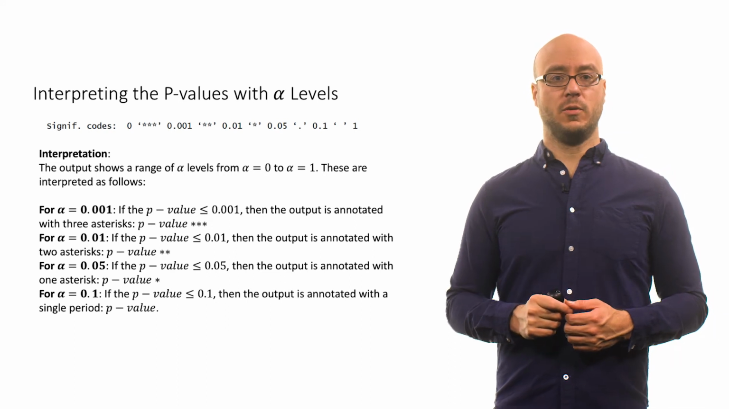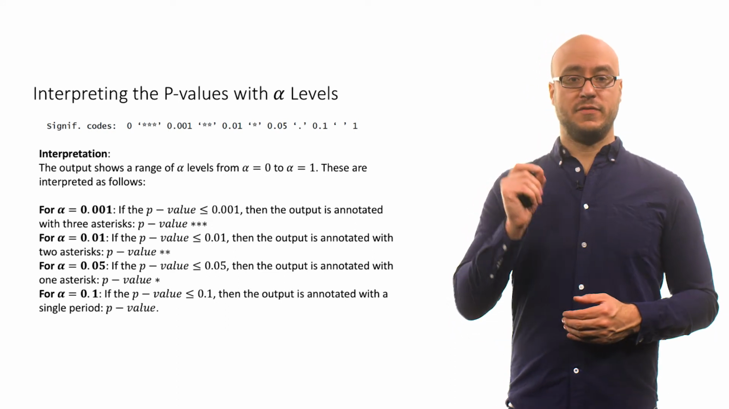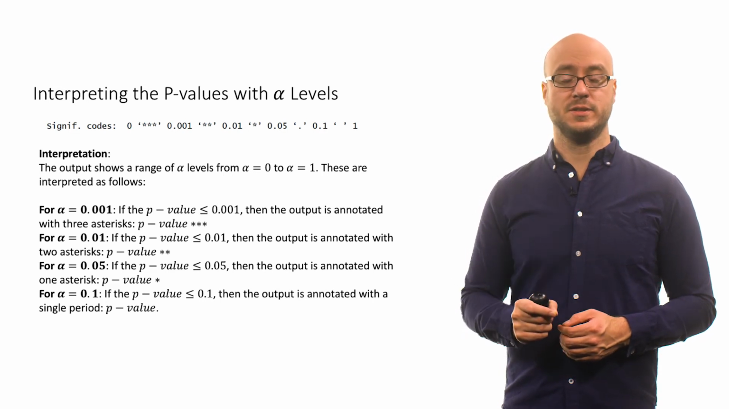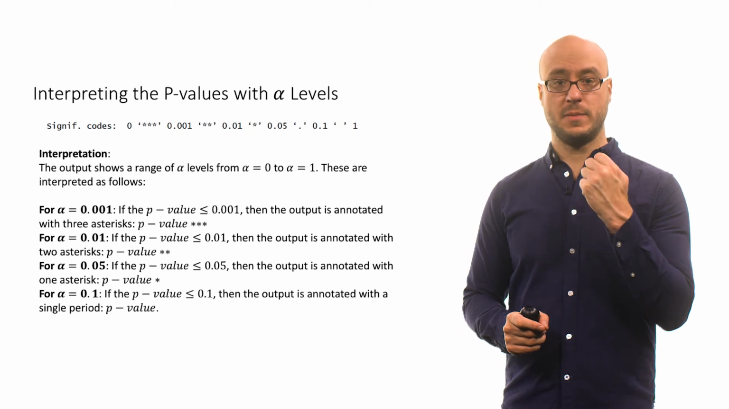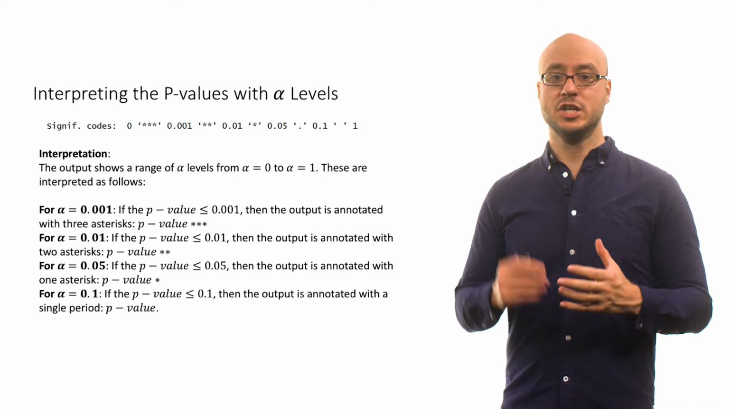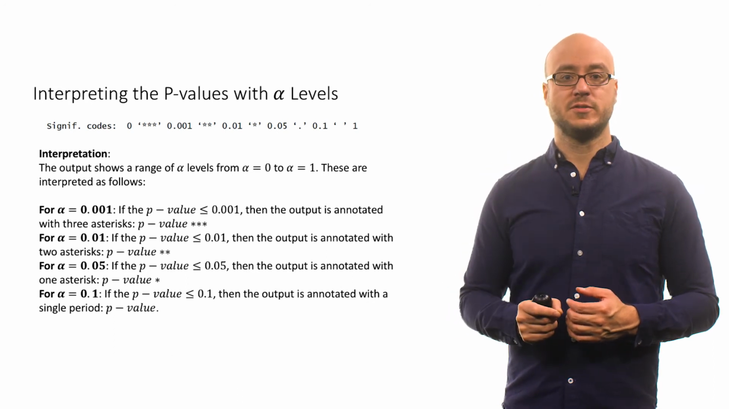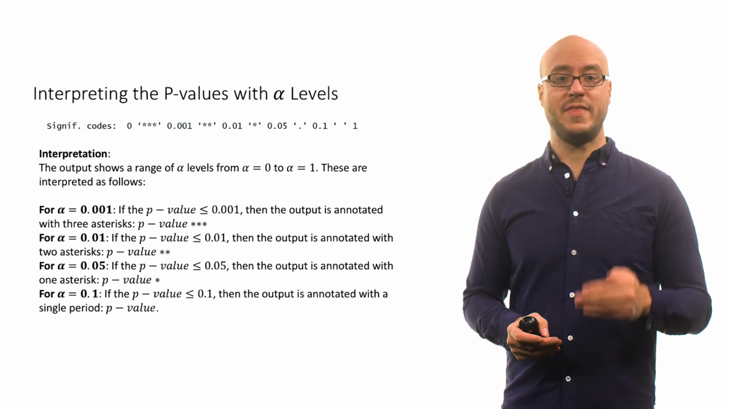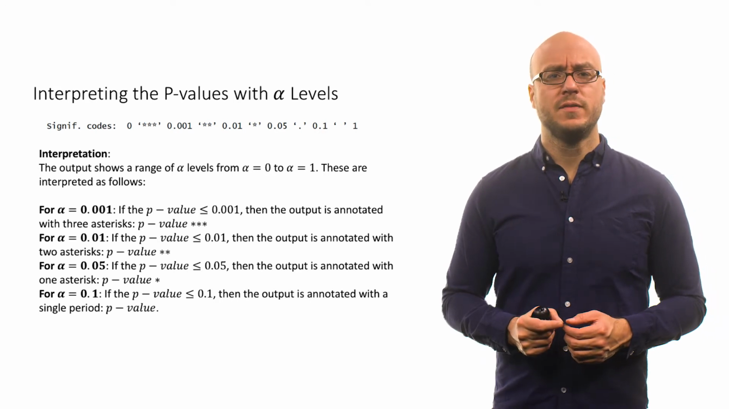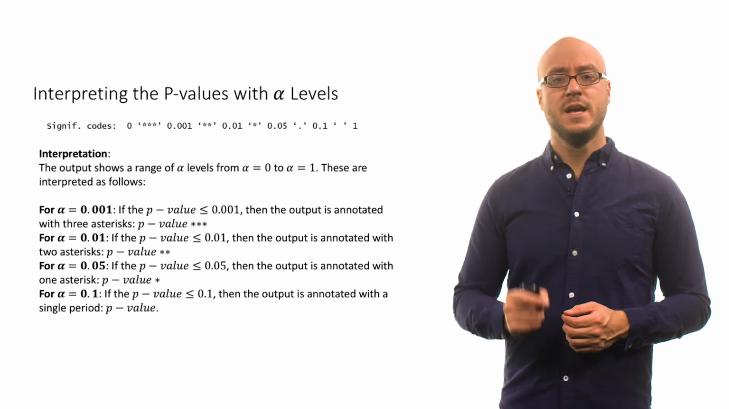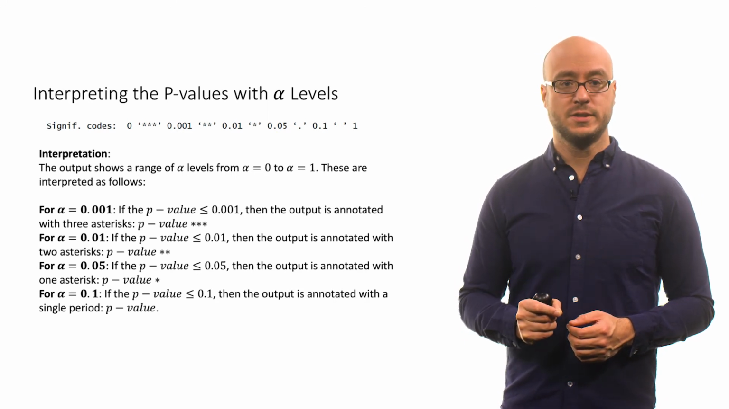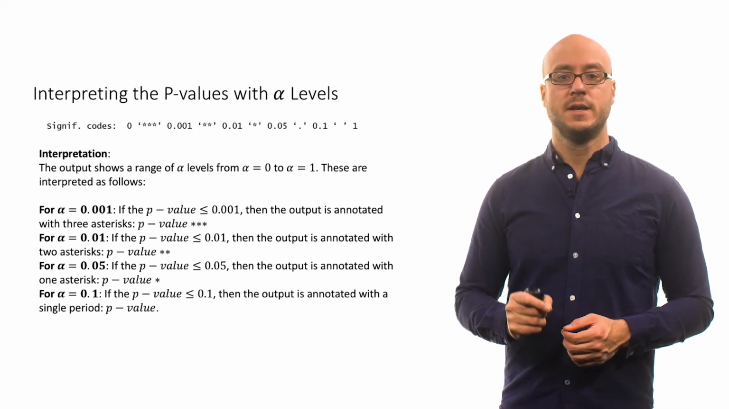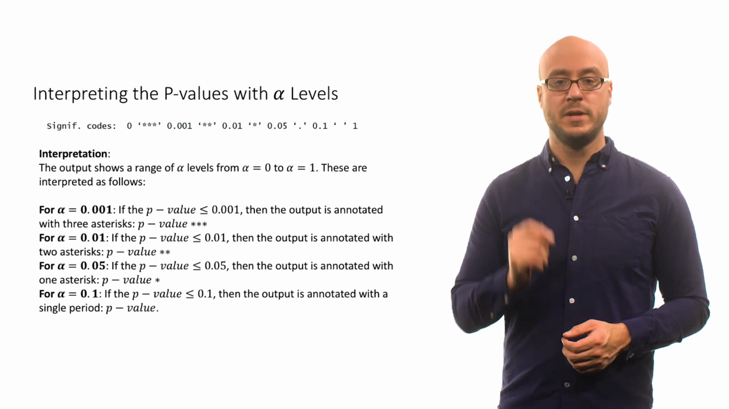For alpha equal to 0.01 as the criterion level, if the p-value is less than or equal to 0.01, then the output is annotated with 2 asterisks. Again, you can just look at those 2 asterisks and say, oh, that's statistically significant at the alpha 0.01 level. I can reject the null at that level. For alpha equals 0.05, if the p-value is less than or equal to 0.05, then the output is annotated with 1 asterisk. For alpha equals 0.1, if the p-value is less than or equal to 0.1, then the output is annotated with a single period.